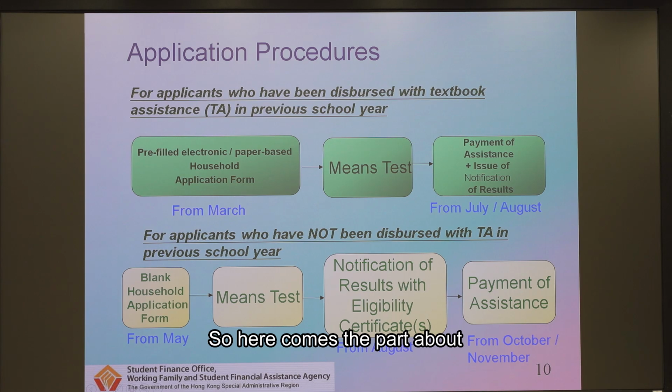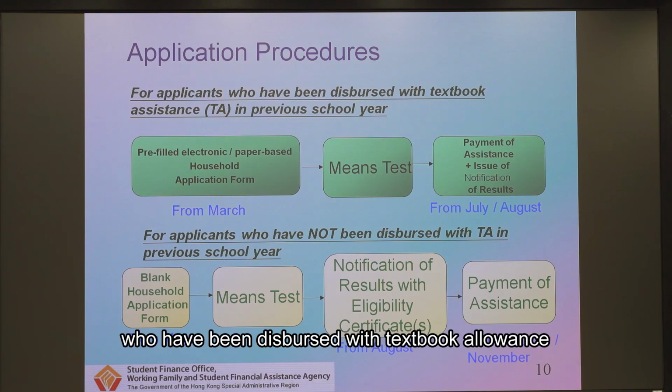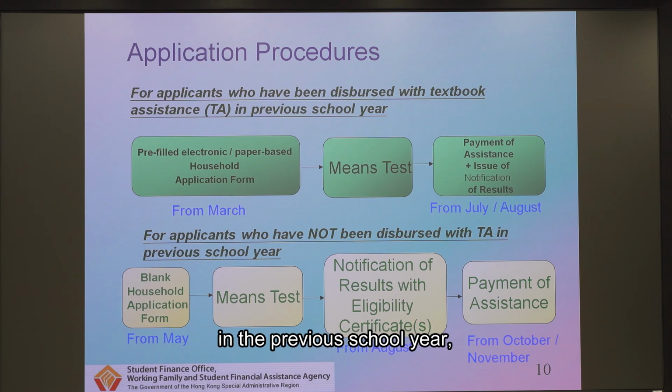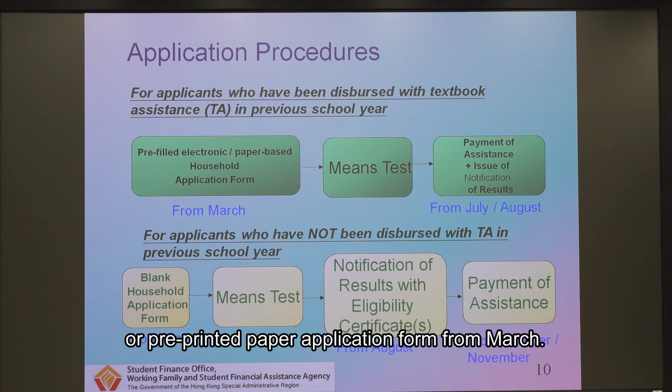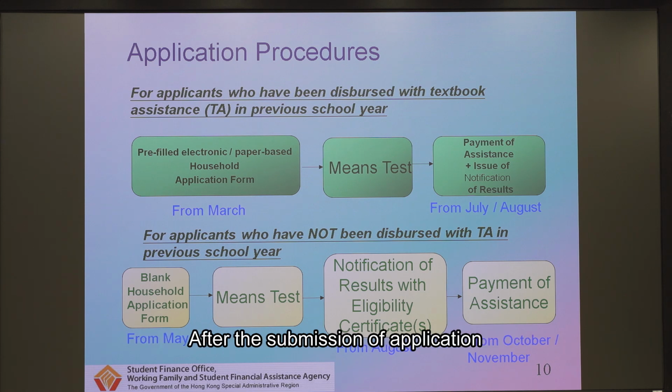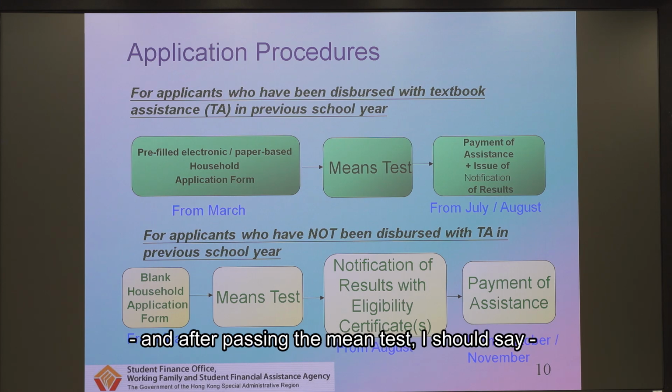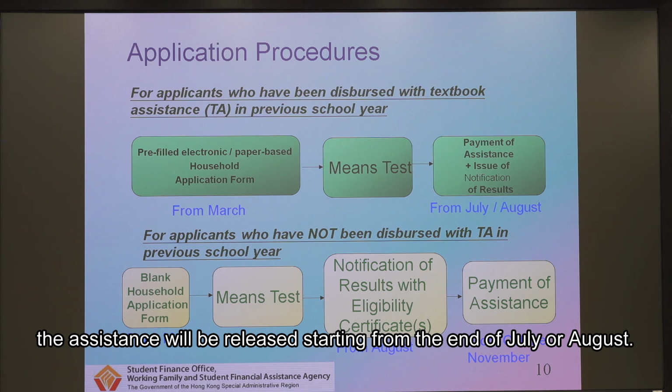So here comes the part about the application procedures. Applicants who have been disbursed with textbook allowance in the previous school year will receive either an access code for the pre-filled electronic application form or a pre-printed paper application form from March. After the submission of the application and the processing of the means test, and after passing the means test, the assistance will be released starting from the end of July or August.